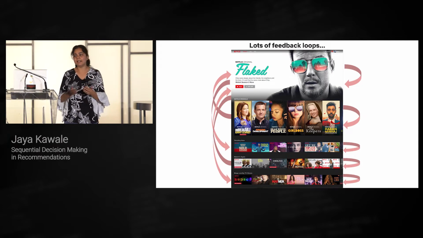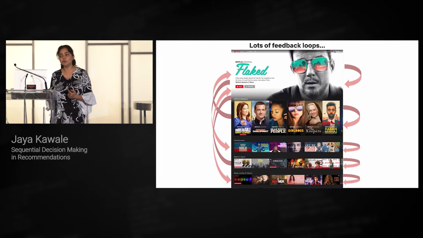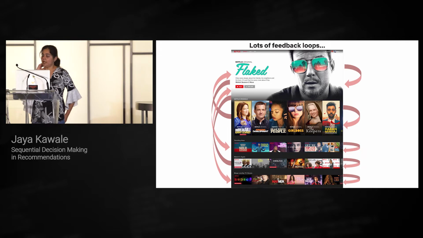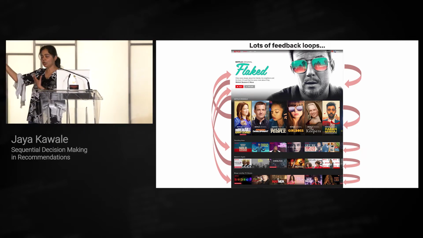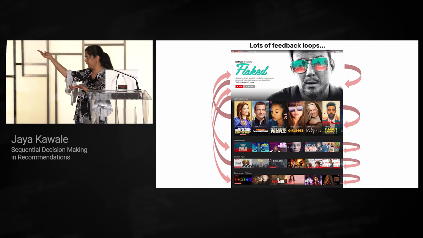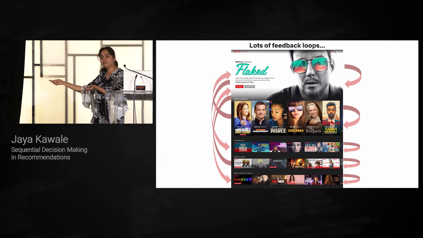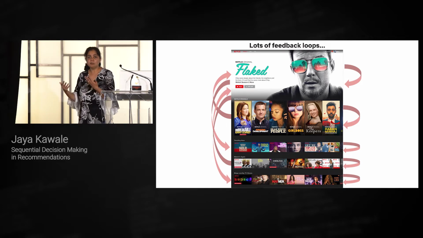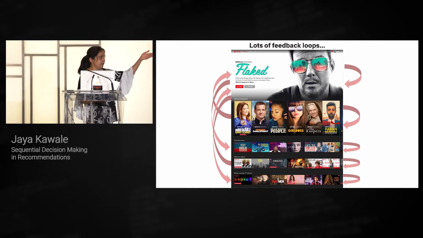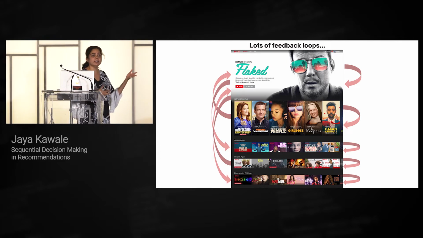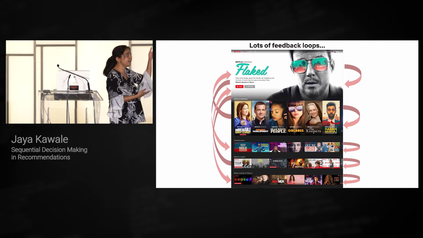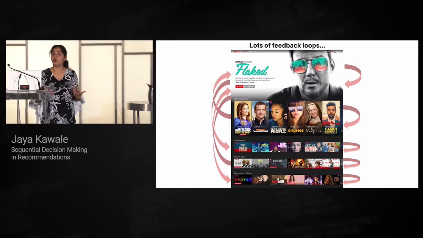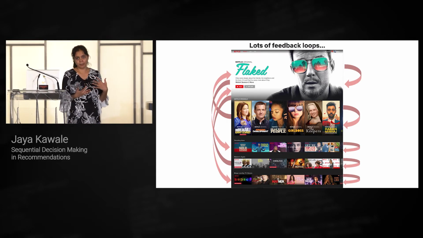Also note that we have lots of feedback loops that occur on the Netflix homepage. For example, when we are showing a title on the topmost portion of the homepage, maybe it is influencing you to play some title from other rows. Similarly, when you play a title from the other rows, maybe that play information is helping the algorithm on the top row, and so on. So there are a lot of feedback loops already going on the Netflix homepage.